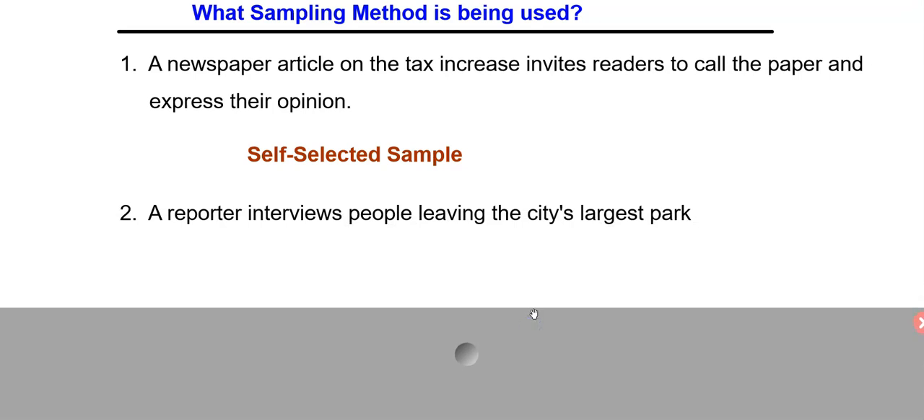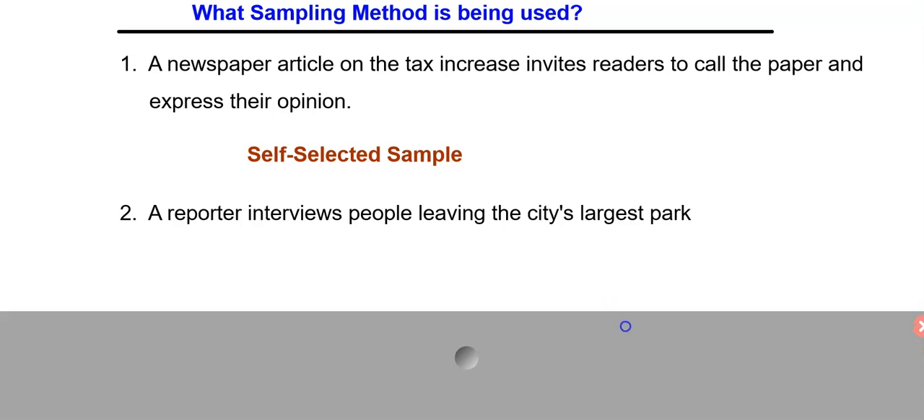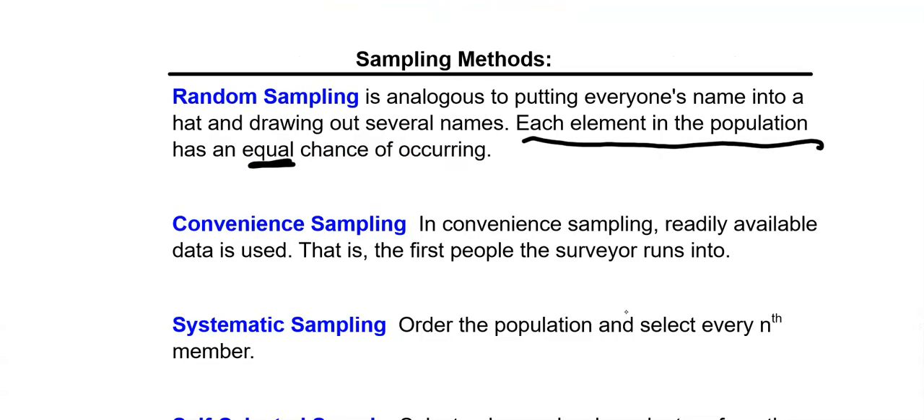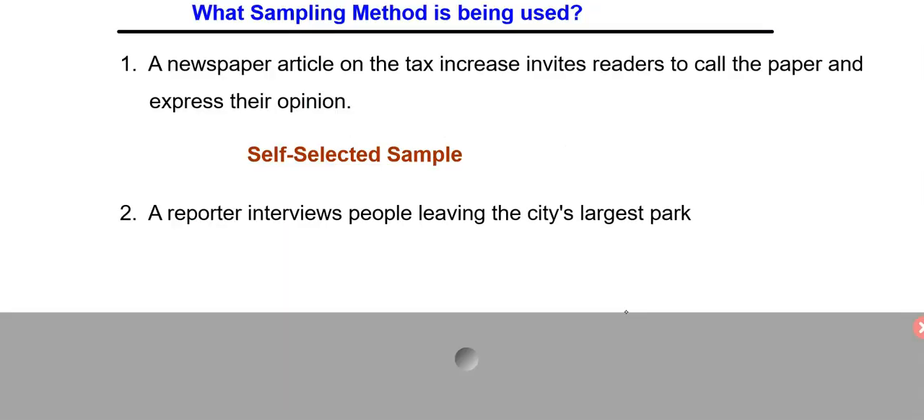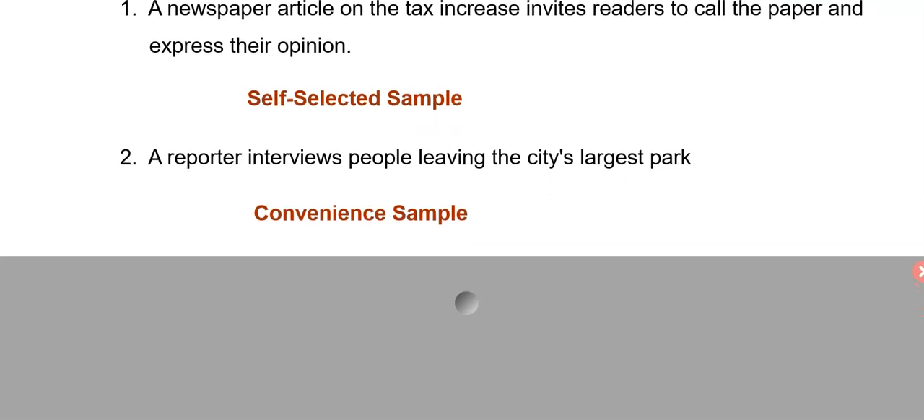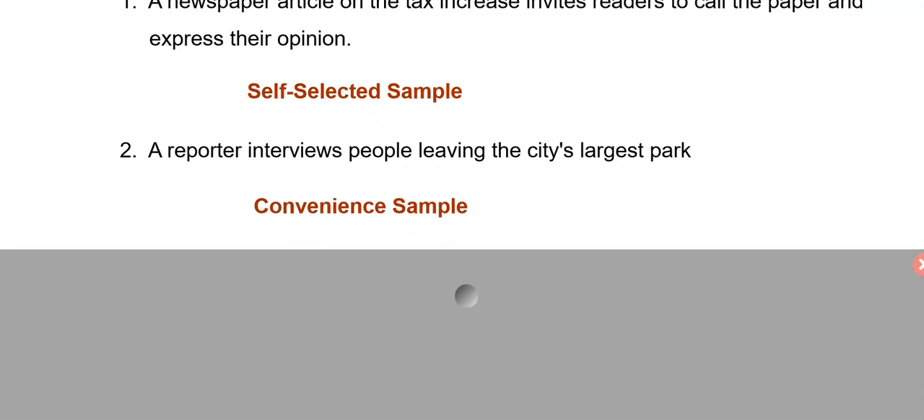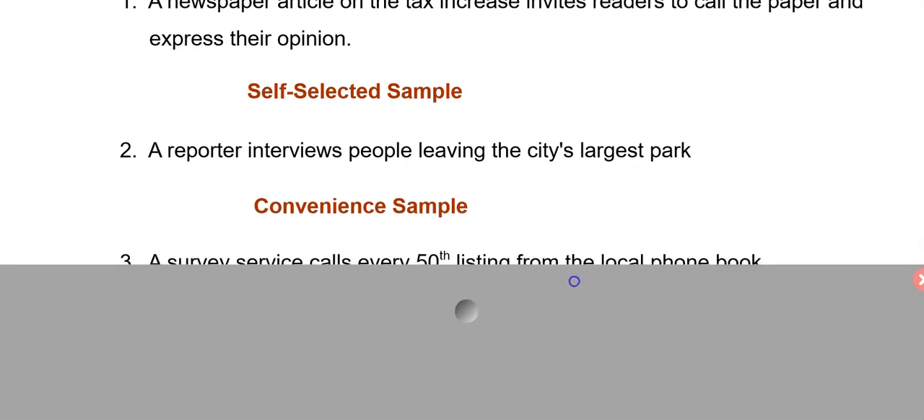Reporter interviews people leaving the city's largest park. Let's see, what would that be? Did they randomly do it? Is it more convenience? Is it systematically doing it? Just kind of interviews people. So this seems like a kind of lazy way of doing things, just a convenience sample, not very effective. There's a lot of people there, so it's easy to interview a lot of different people, but not a great way to do things.